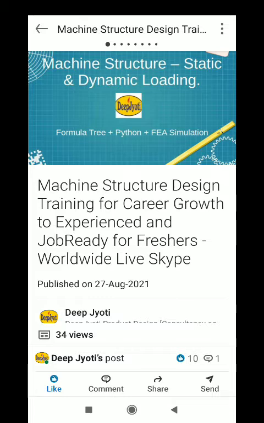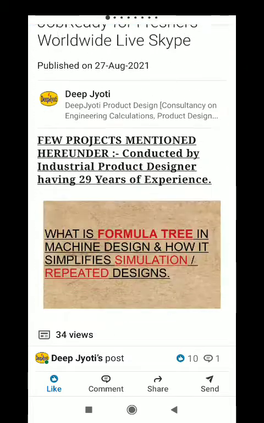Today we are going to discuss our training program on machine structure, static and dynamic loading, and how it is helping engineers, experienced engineers as well as freshers. Freshers particularly to get a job in design, and experienced engineers to excel in their career in design. Okay, let us start. What projects are included?